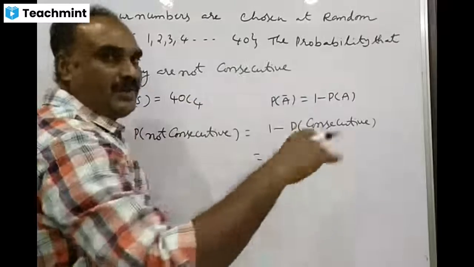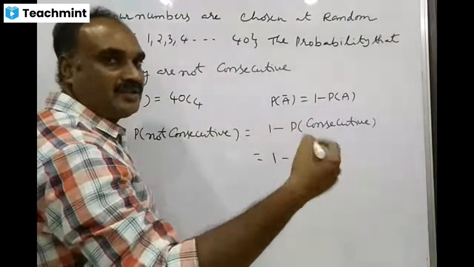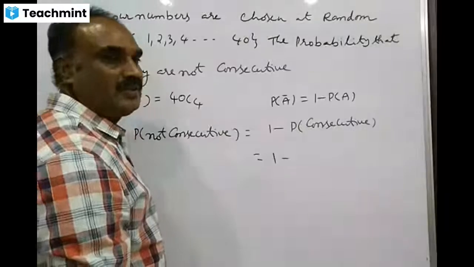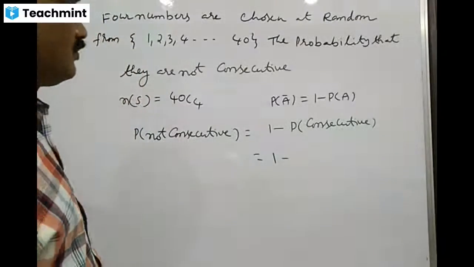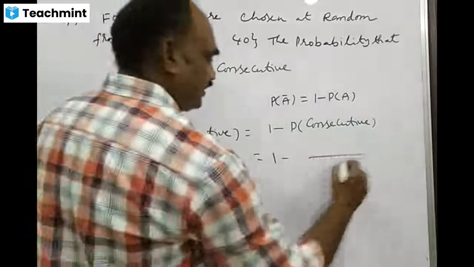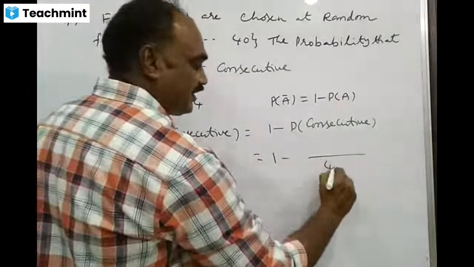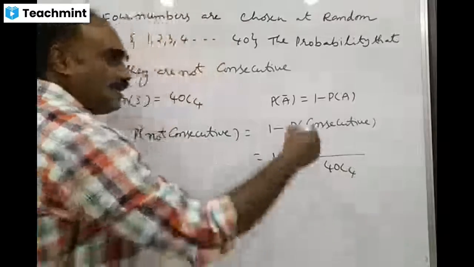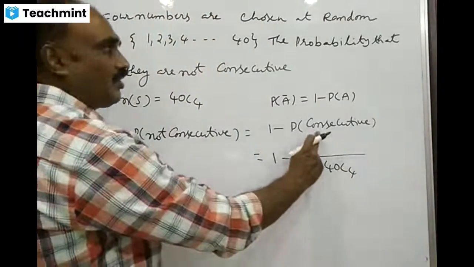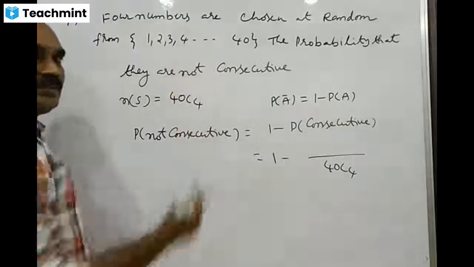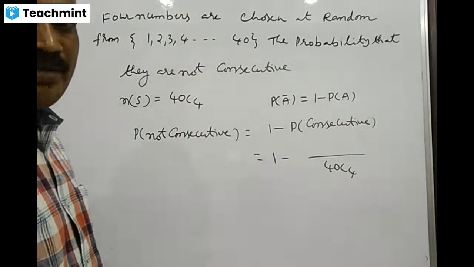What are the favorable outcomes, friends? We select four numbers, and those numbers are consecutive. P of A is equal to n of A by n of S. n of S is equal to 40 C4. n of A is the number of ways to select four consecutive numbers. How many such selections are there?